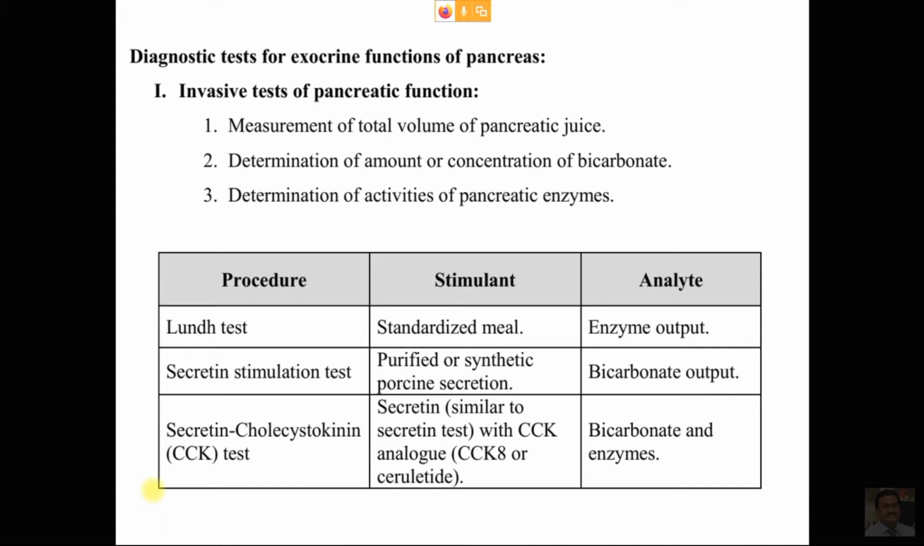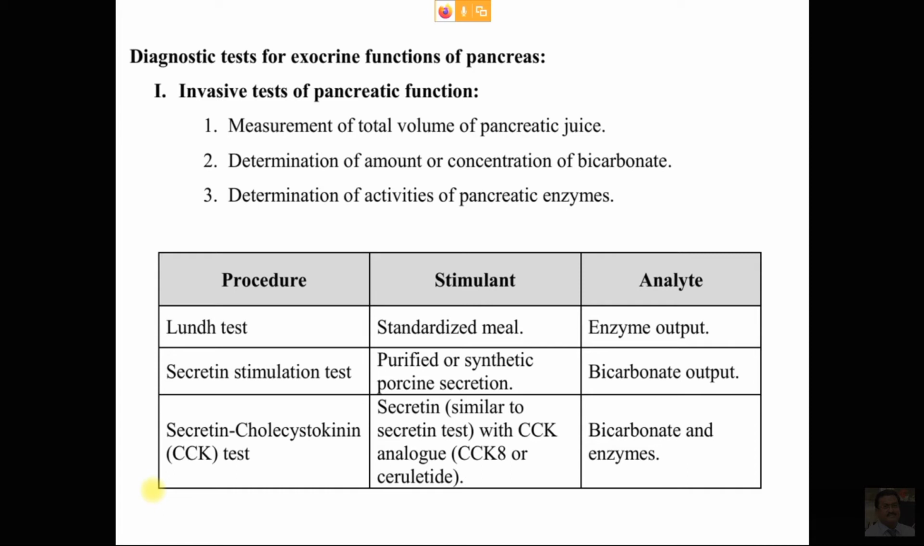So I'm going to teach you these diagnostic tests for exocrine functions of the pancreas. Number one is invasive and number two is non-invasive tests. The first invasive test is the measurement of total volume of pancreatic juice, the second is determination of the concentration of bicarbonate, and the third is the determination of activities of pancreatic enzymes. So all three come under invasive tests.